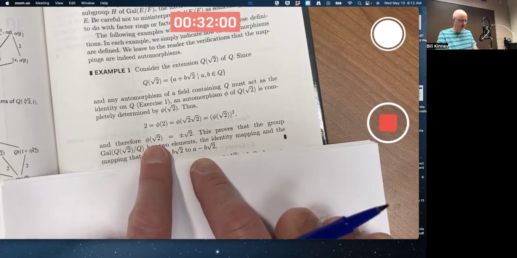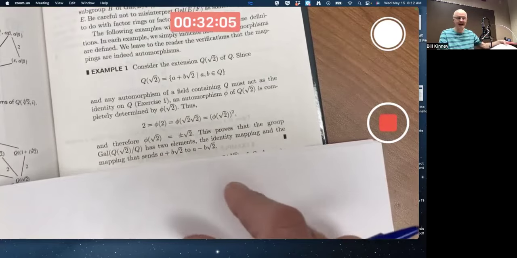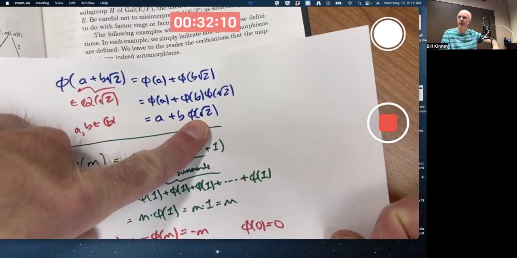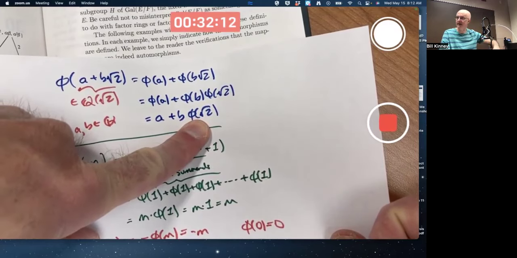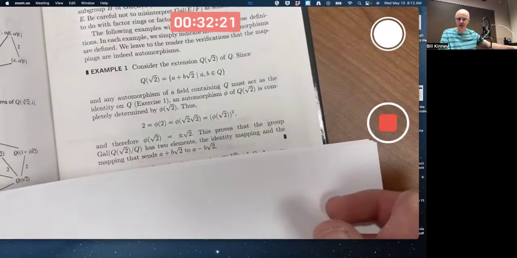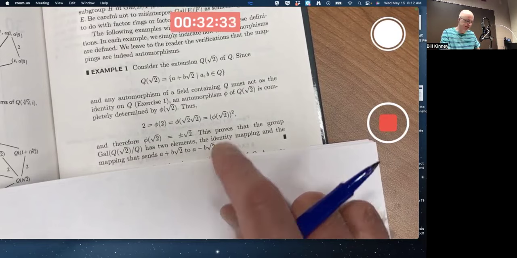If phi of root 2 equals root 2, then phi will be the epsilon, the identity mapping, because back here you will replace that with root 2, and we've already seen the identity mapping. The epsilon is a field automorphism in the Galois group, fixes the base field. But the author hasn't fully proved that if it maps it to a minus b root 2, that is also a field automorphism in the Galois group, fixing the base field, which is Q in this case.